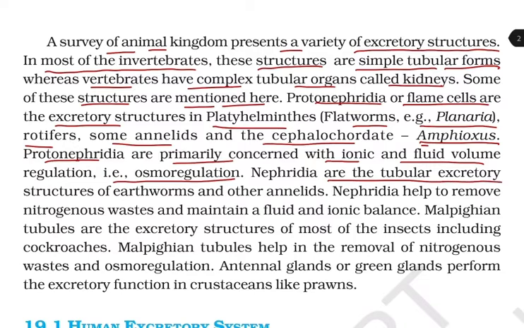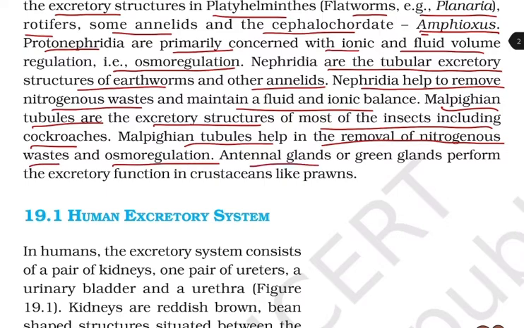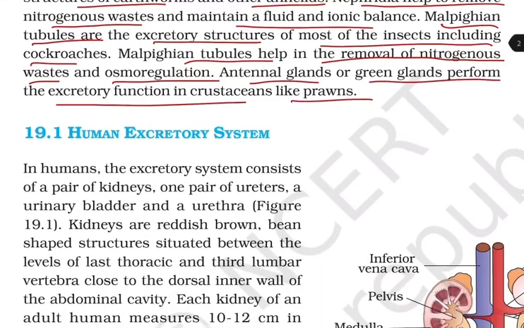Nephridia are the tubular excretory structures of earthworms and other annelids. Nephridia help to remove nitrogenous waste and maintain fluid and ionic balance. Malpighian tubules are the excretory structures of most insects, including cockroaches. Malpighian tubules help in the removal of nitrogenous waste and osmoregulation. Antennal glands or green glands perform the excretory function in crustaceans like prawns.